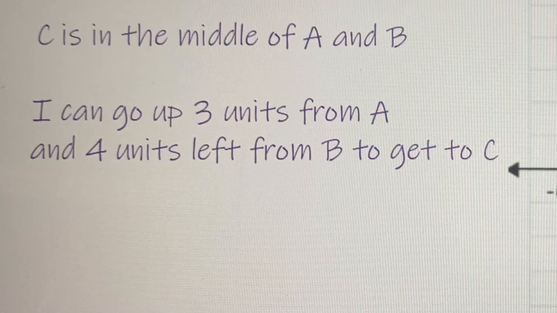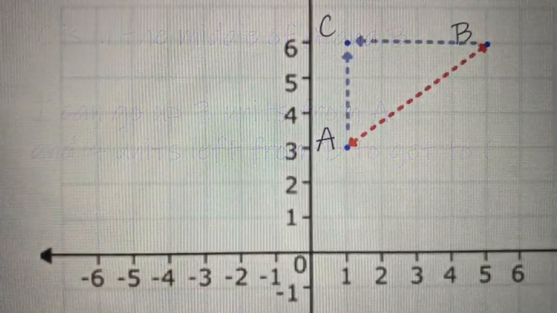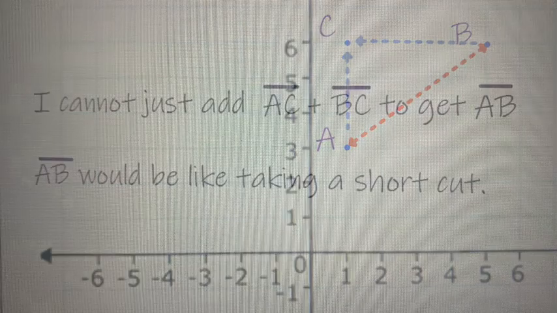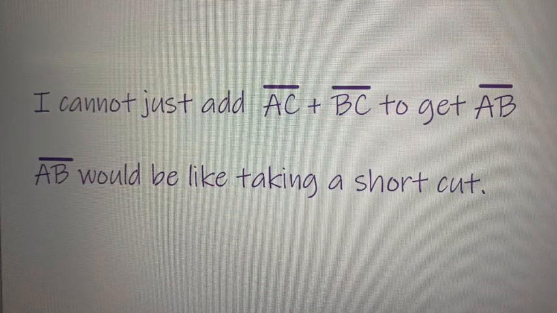That's not as easy. Well, because this is a right triangle, I can use the Pythagorean theorem. I don't want to just add AC plus BC, because that wouldn't make any sense. AB would be like taking a shortcut, whereas going from A to C and then to B would take a lot longer to get there.